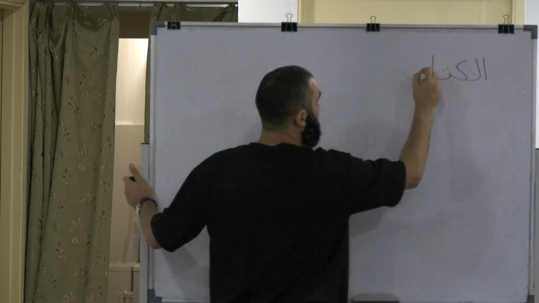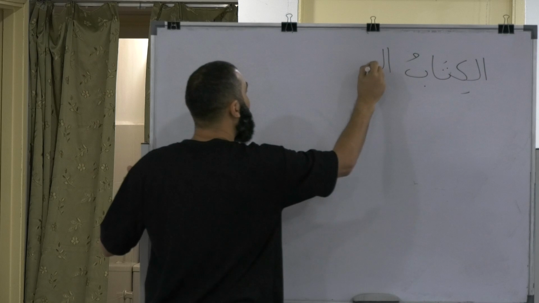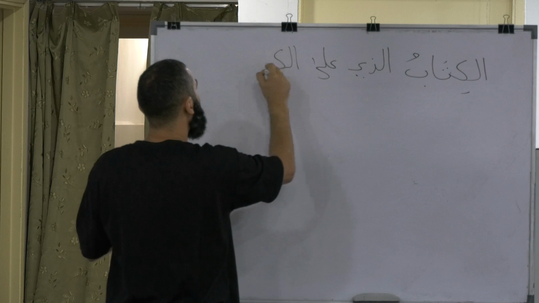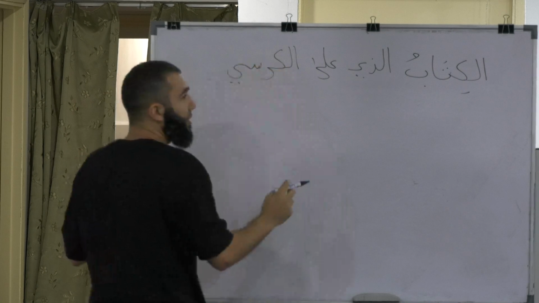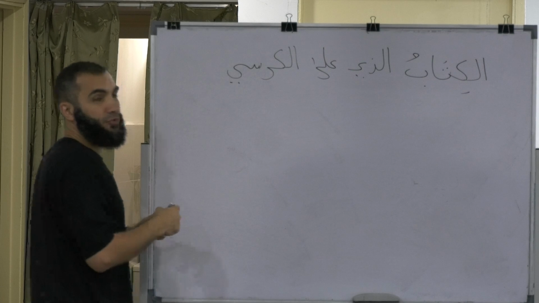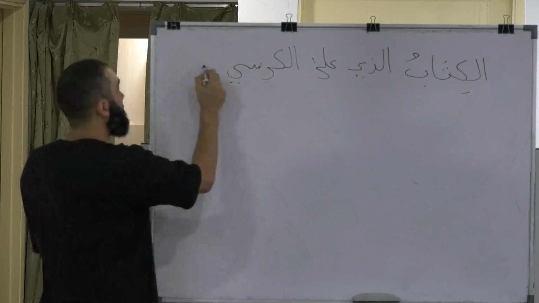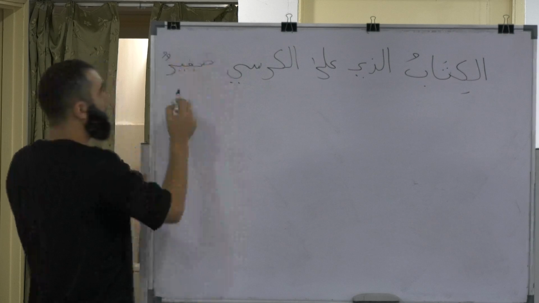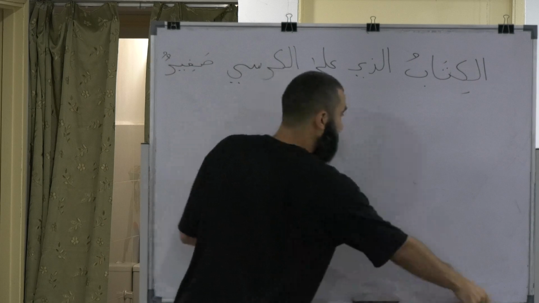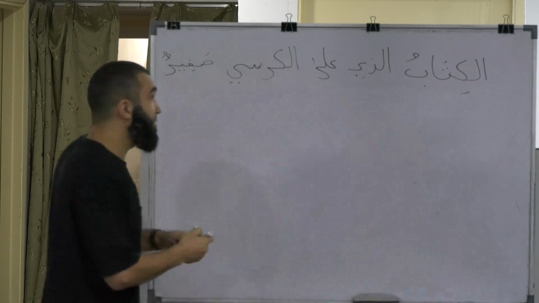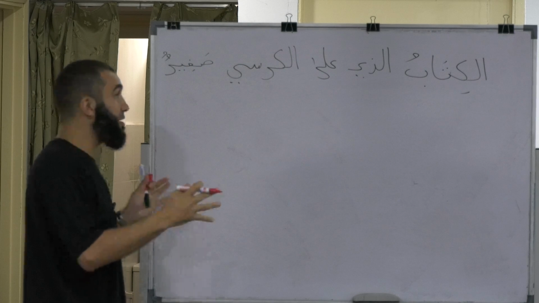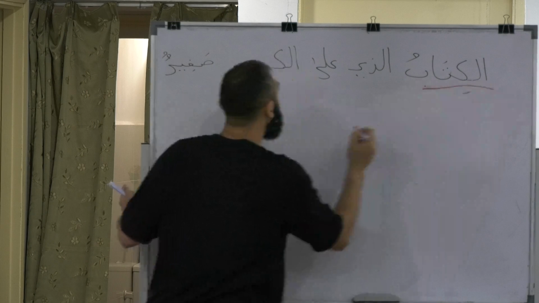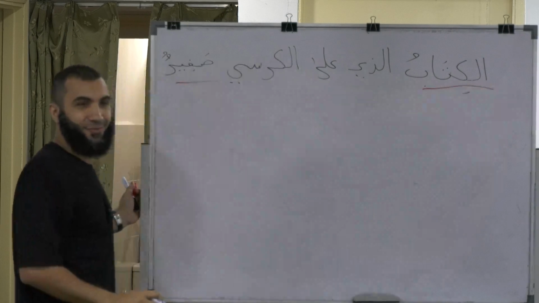Al-Kitabu, we'll just use the same example so we don't get confused. Al-Kitabu alladhi ala al-kursi. Yeah? What was the first one? Saghirun. Saghirun. Right? So the book, actually this sentence, if I want to compress it or summarize it, actually it's just two words. Al-Kitabu Saghirun. The book is small.